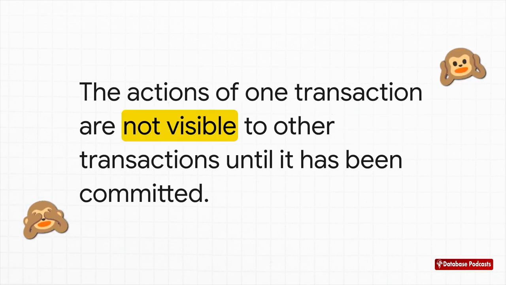Then we have I for isolated, which is absolutely vital for making all of this work with multiple users. This guarantees that the messy, intermediate steps of one transaction are totally invisible to all the others until it's officially committed. In short, you never get to see anyone else's half-finished work.